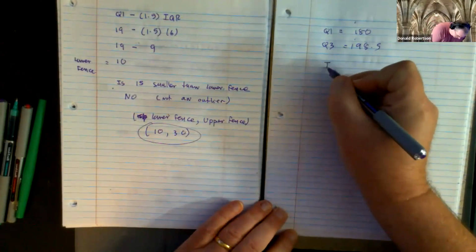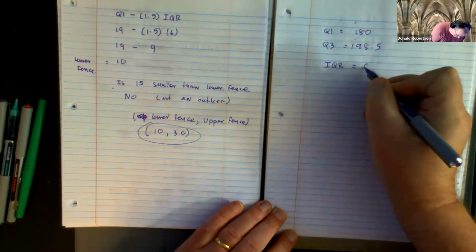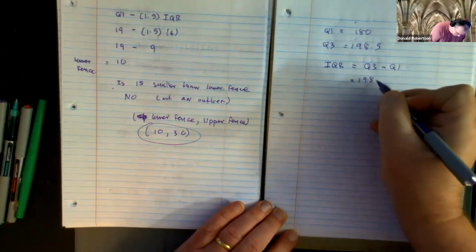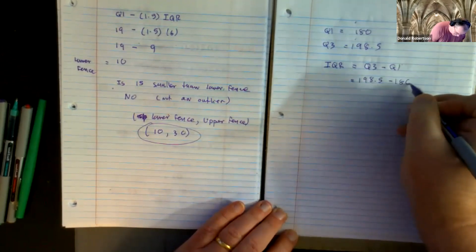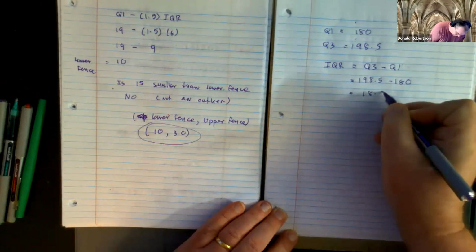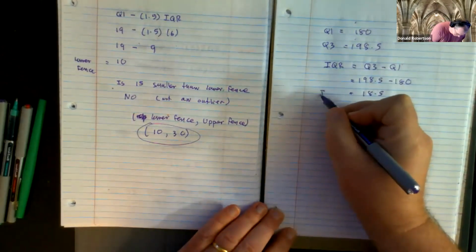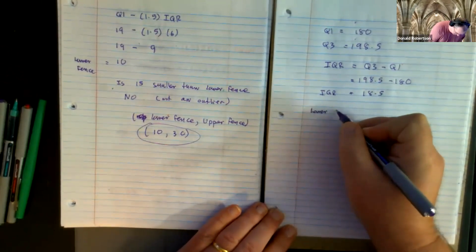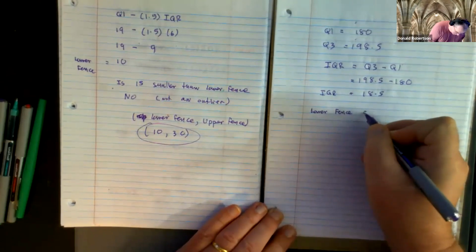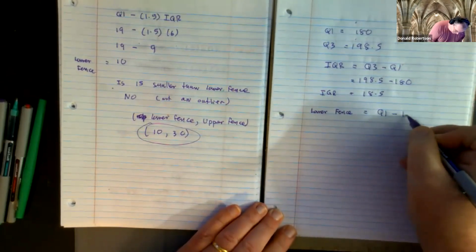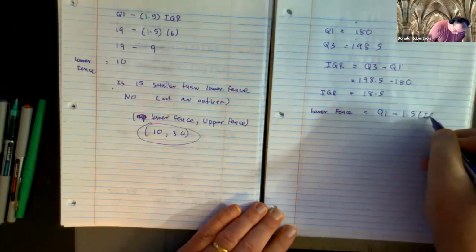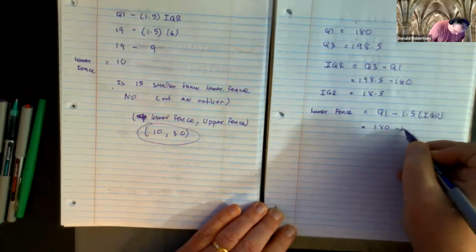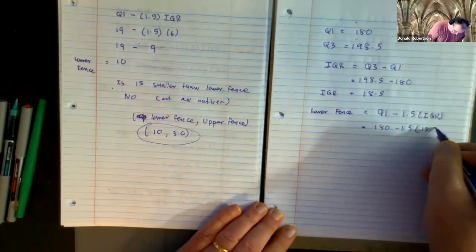So the fella that we need is called the interquartile range. He's Q3, take away Q1. So I'm going to take 198.5, subtract 180, and I believe I get 18.5, right? Now, if you're going to do what's called the lower fence, the small side, the formula for that is Q1 take away 1.5 interquartile ranges. So that's going to be 180 take away 1.5 times 18.5.